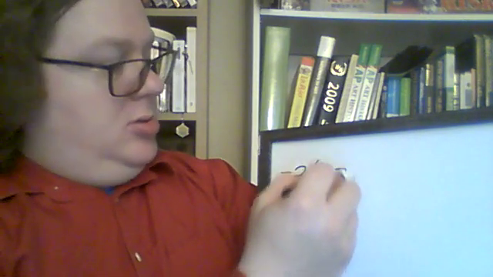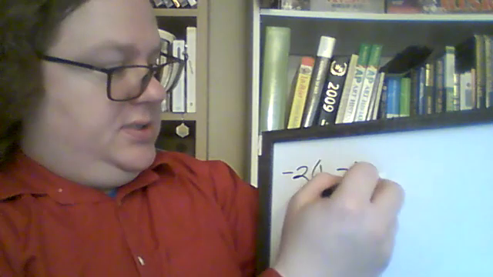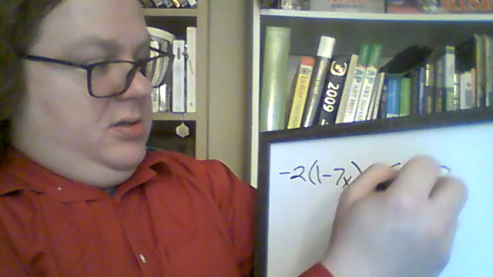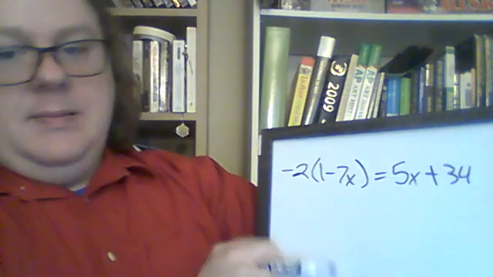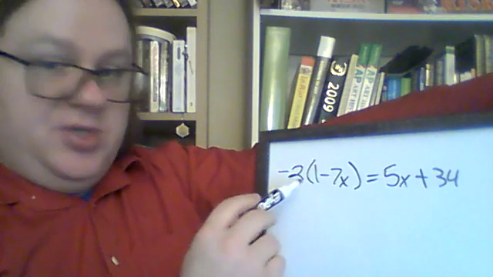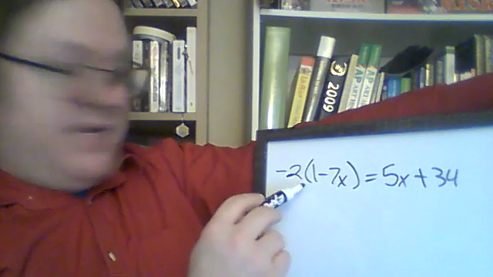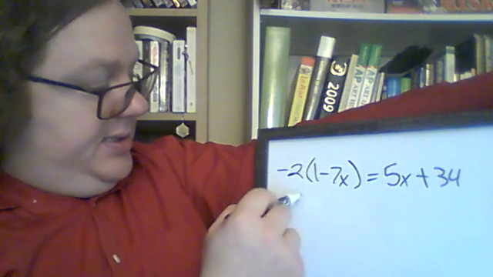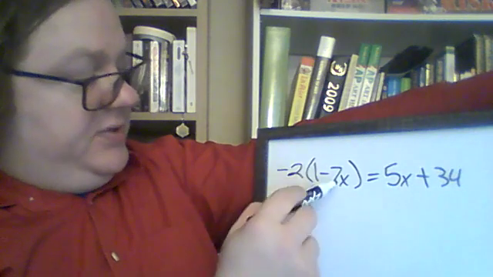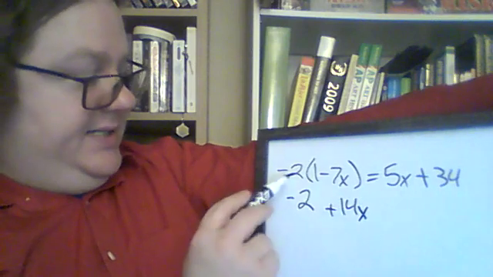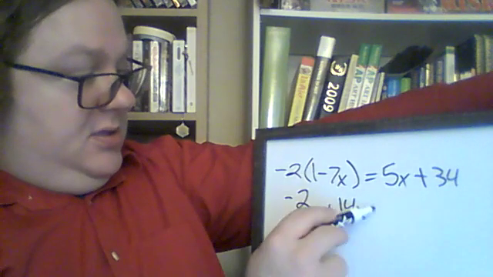So this example has -2(1 - 7x) = 5x + 34. Okay. So first thing we've got to do is distribute. We have -2 sitting outside the parentheses, so we've got to distribute it into the parentheses. -2 times 1 is -2. -2 times -7 is positive 14, right? Because negative times negative equals positive.